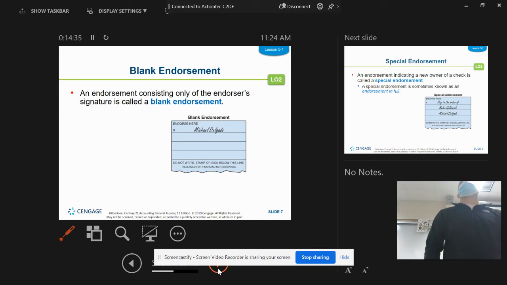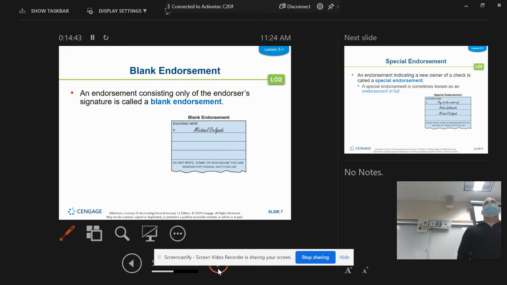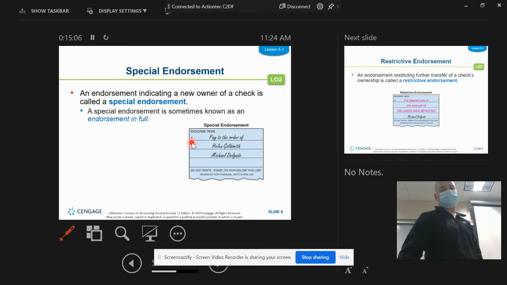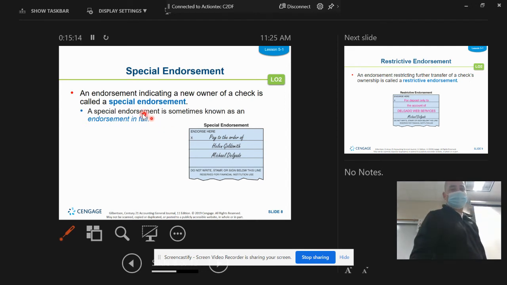And then after you endorse it, what two things, at least for the blank endorsement, can I do now with that check? What can I do with that check at the bank? I can cash it or deposit it, right? So that's why you got to sign it, okay? Because you're giving the bank the approval to do one of those two things. A special endorsement indicates a new owner of the check, okay? And it's sometimes called endorse in full.